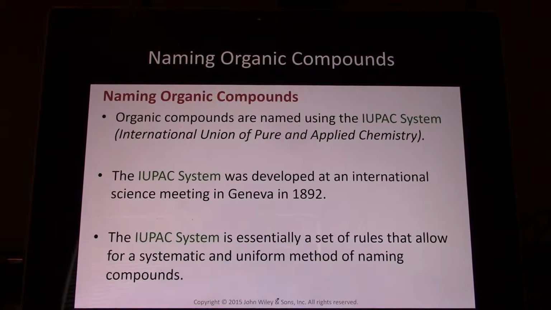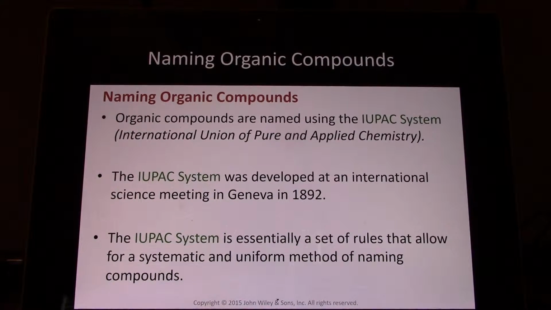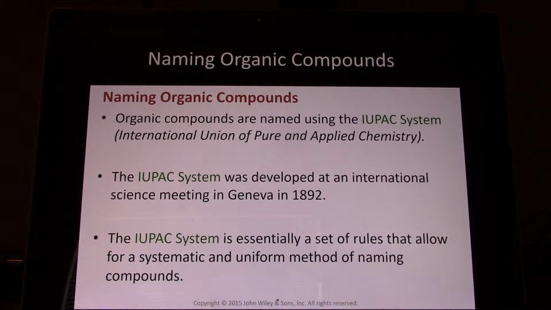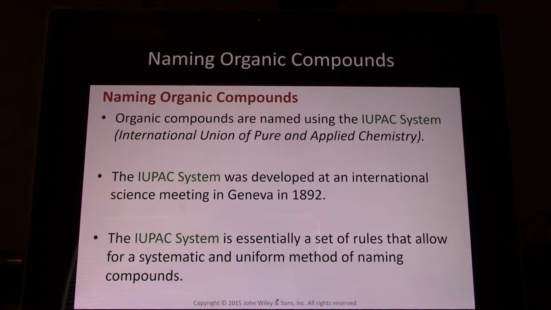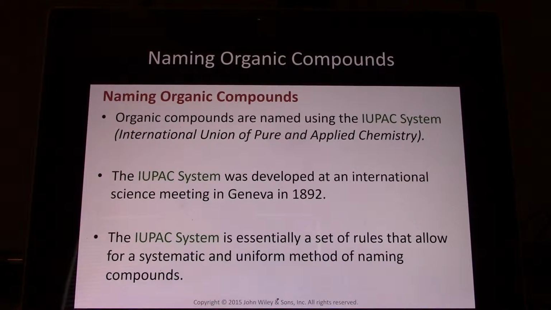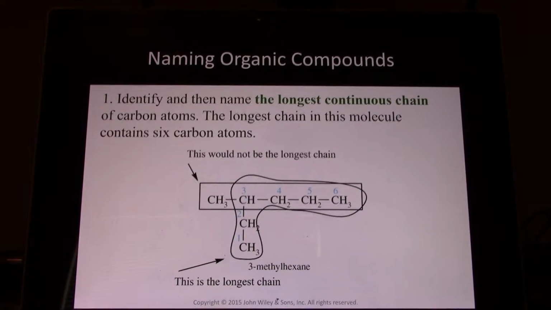Naming organic compounds. Organic compounds are named using the IUPAC system, the International Union of Pure and Applied Chemistry. The IUPAC system was developed in Geneva in 1892. Basically, IUPAC is an international group where any chemist who's a member of their National Chemical Society can also join. They meet twice a year to make sure everyone has a uniform system so that all chemists around the world are doing chemistry the same way and thus can meaningfully communicate with each other.